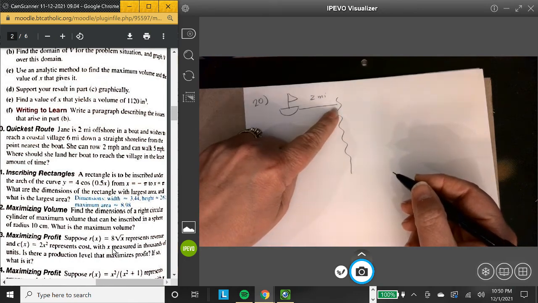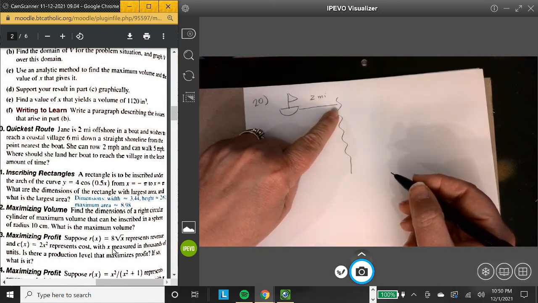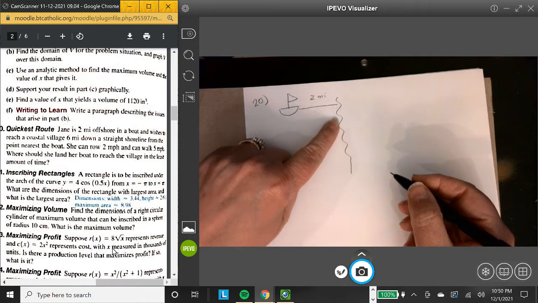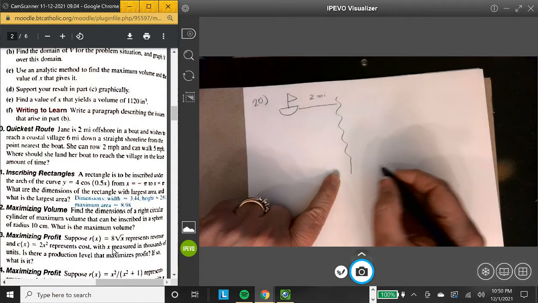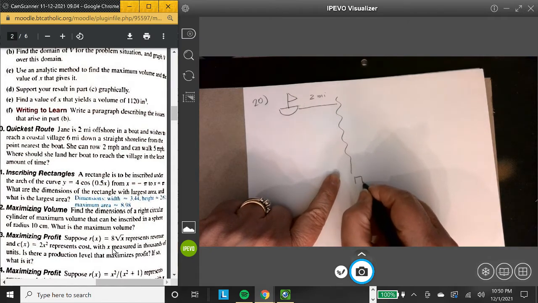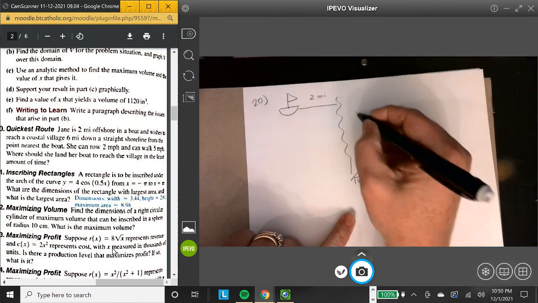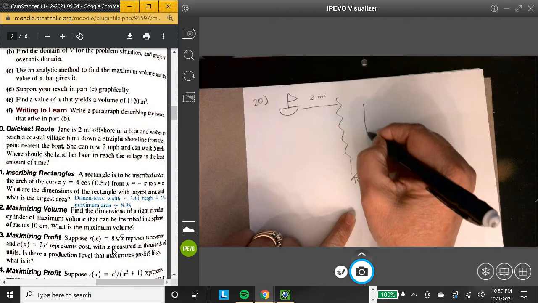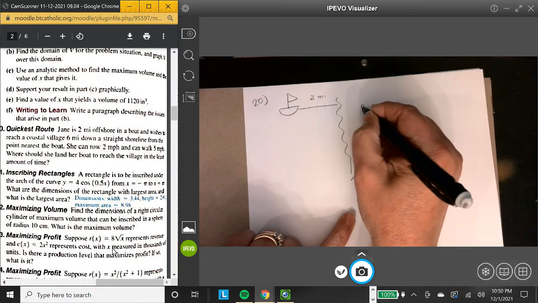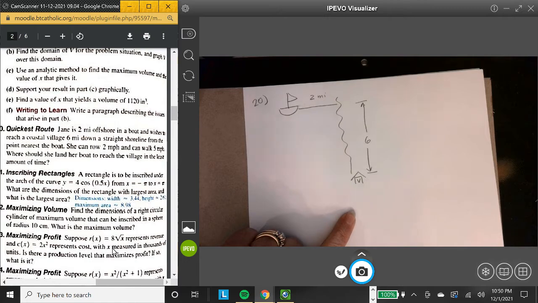But from this point here, it says she wants to reach a coastal village 6 miles down a straight shoreline from the nearest point to the boat. So here's my village, V for village. And this whole distance here is 6 miles. She can row 2 miles an hour and can walk 5. Where should she land her boat to reach the village in the least amount of time?